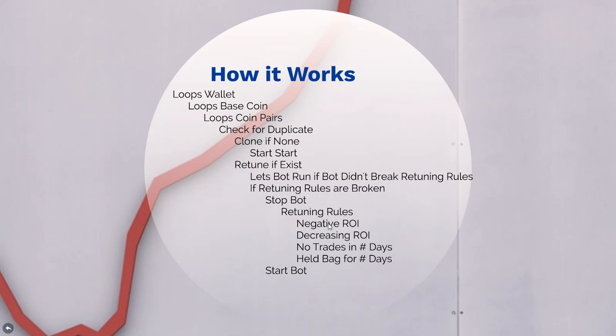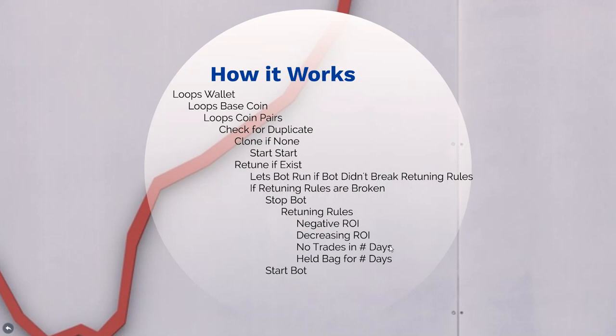Basically it'll check the rules and ask, is the ROI negative overall? If yes, we'll retune it. Is the ROI per completed trade in the trade history decreasing? If it is, it'll retune it too. So even though we have positive ROI, if the ROI is decreasing, that tells you the market's changing, and you probably need to get out of this bot or retune it.